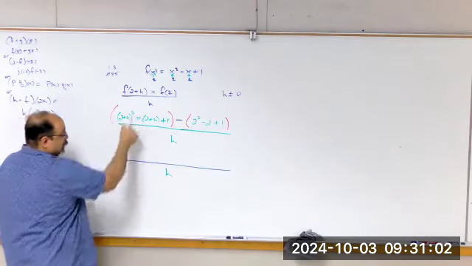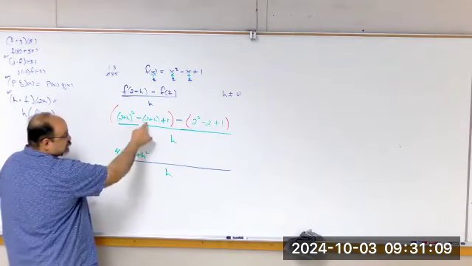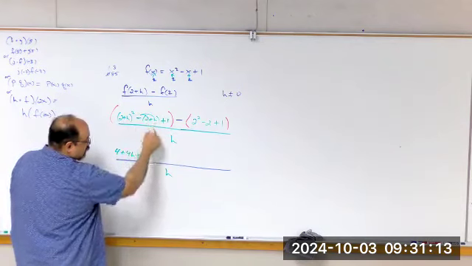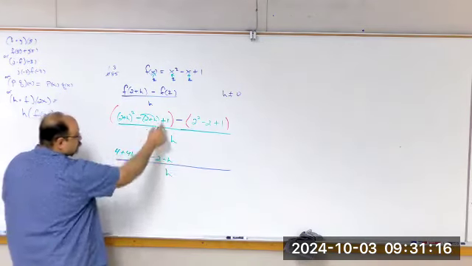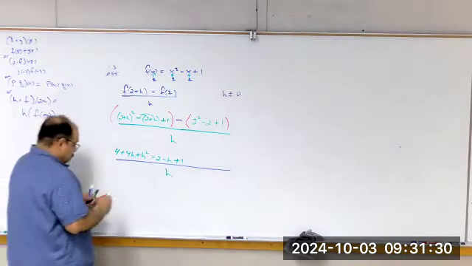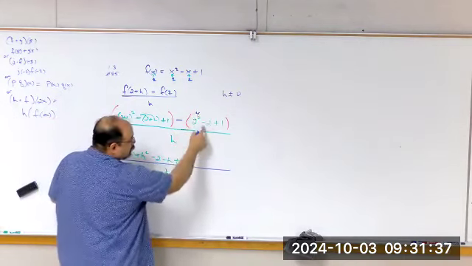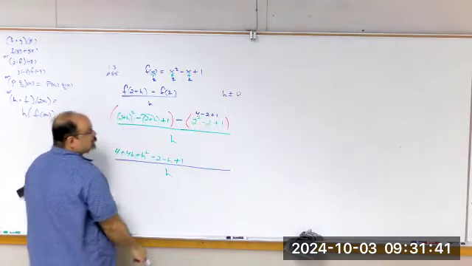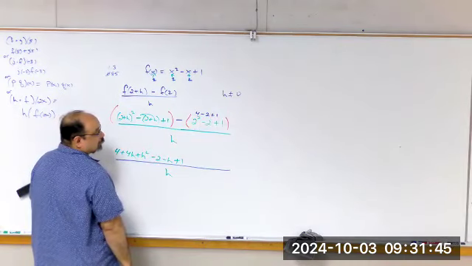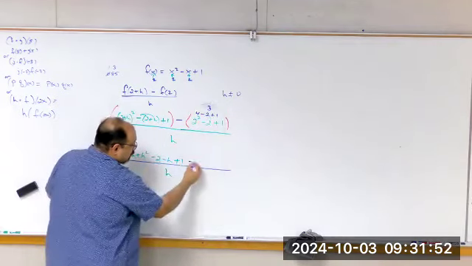In here, 2 plus h squared is 4 plus 4h plus h squared. Minus 2 plus h, so you distribute the negative. So it's minus 2 minus h. And then we have a plus 1. And minus. This is, and you can do this up here, 2 squared, that's 4. 4 minus 2 plus 1. What's 4 minus 2 plus 1? 3. So in this parentheses, it's a 3. So it's going to be a minus 3.